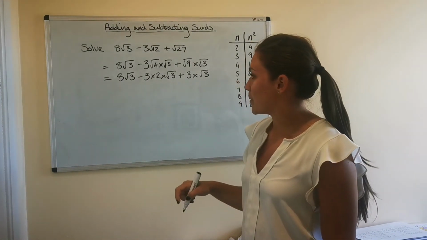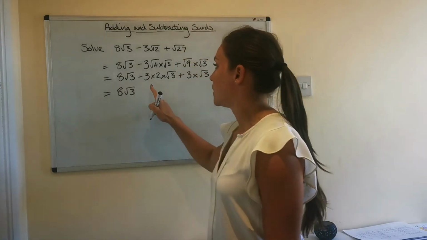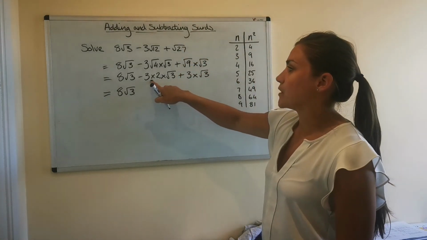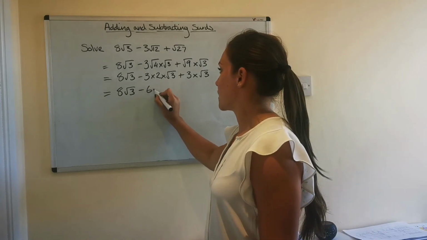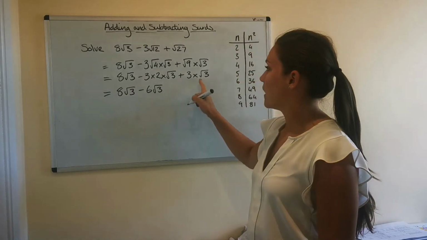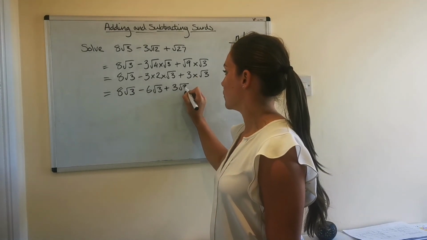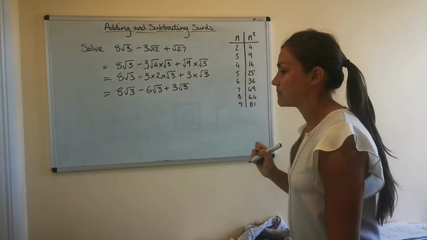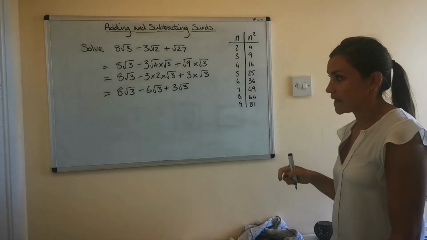Now we can tidy this up a bit more. So again, it stays as 8 root 3. Because these are two big numbers, you can times them together. So 3 times 2 is 6, so that becomes minus 6 root 3. And then plus 3 times root 3 is just written as 3 root 3. Okay, so now that they're all in the form of root 3, we can collect them.